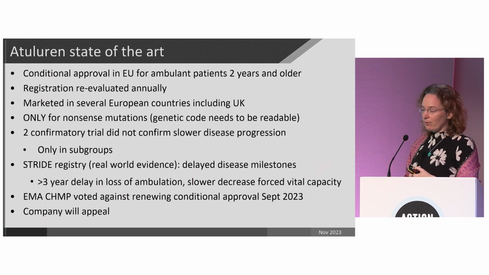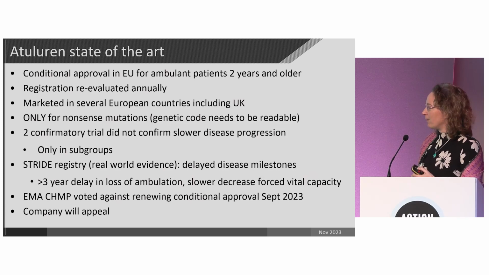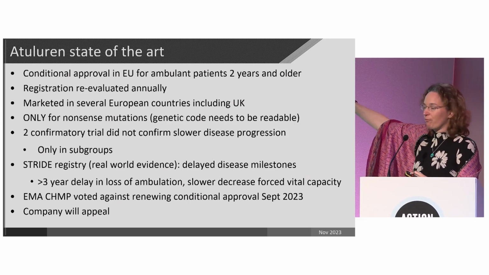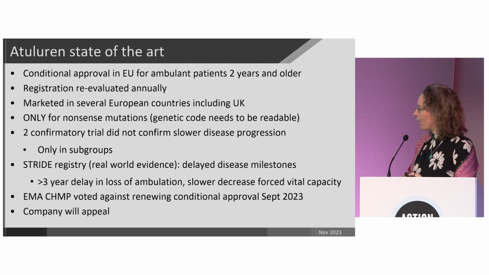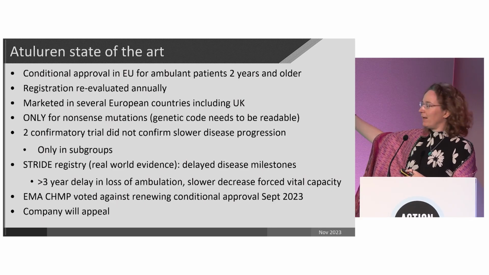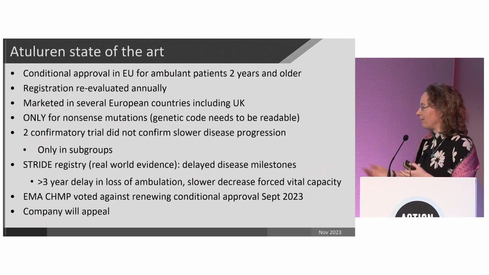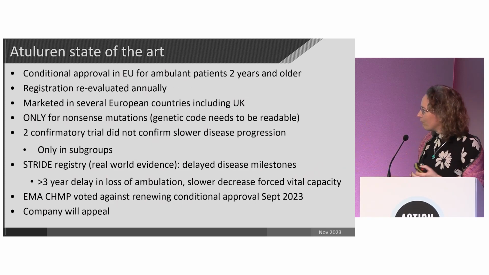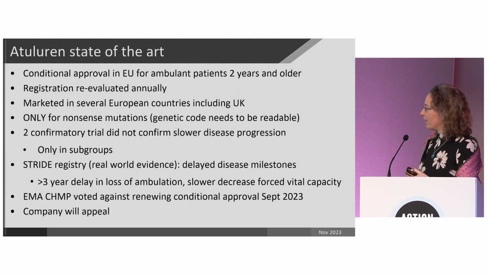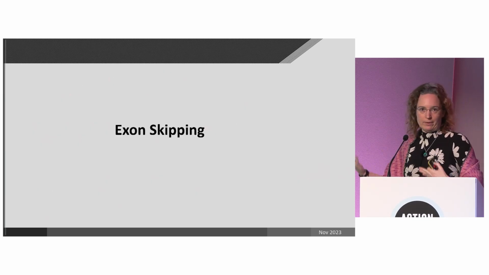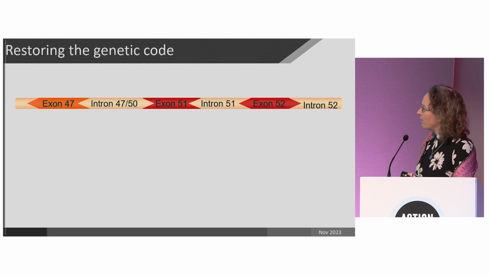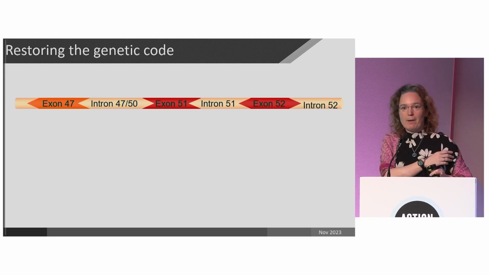The CHMP, so the Committee for Human Medicinal Products of the European Medicines Agency, however, voted against renewing the conditional approval because they said, well, this confirmatory study didn't show a slower disease progression, and they said they took the STRIDE registry into account, but they didn't find it convincing. PTC will appeal against this. I think for the UK, you're no longer part of the EMA, so I don't think that this matters for you currently. What's happening in Europe is that as long as this appeal is pending, patients who are treated remain on treatment, but of course this is not a happy development for the field. So that's about ataluren.